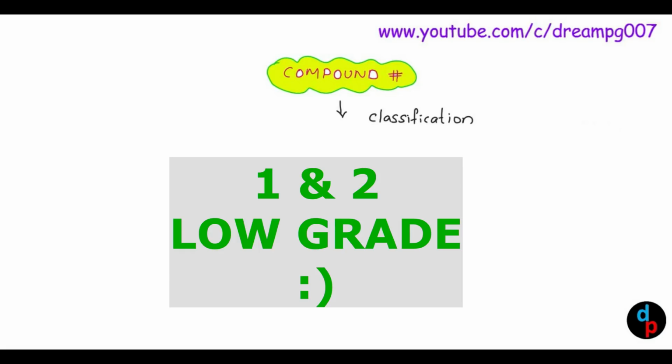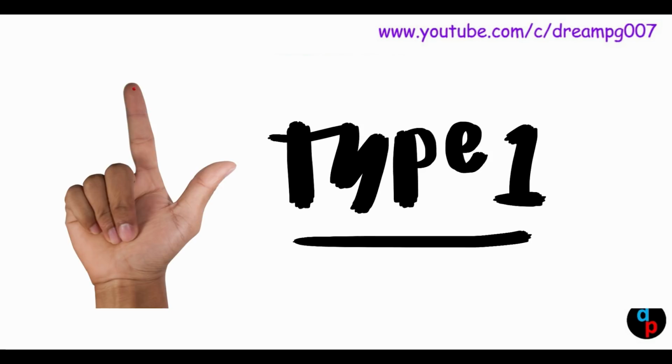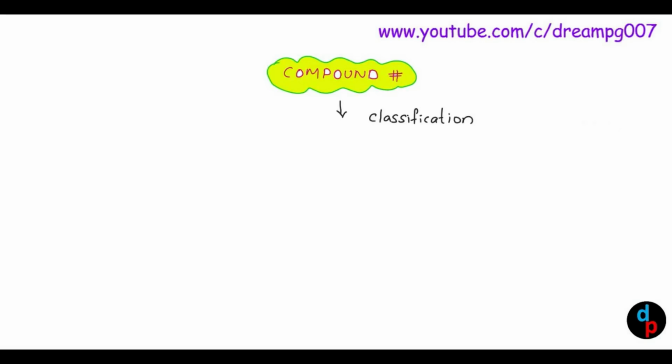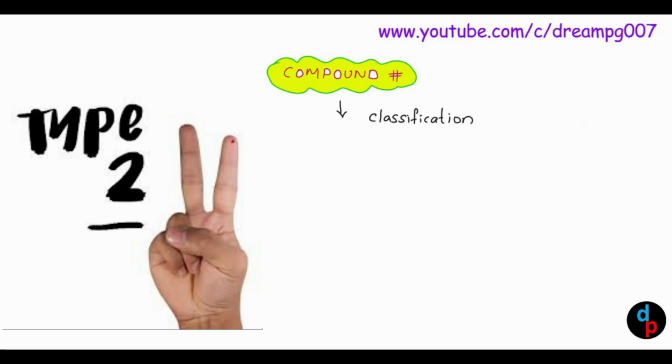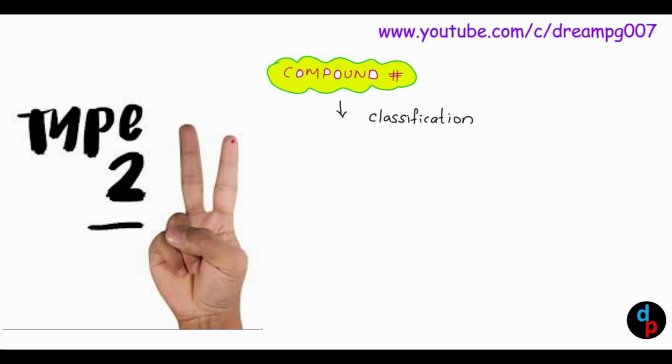Type 1 and 2 are low grade with minimal contamination, whereas type 3 is high grade with high contamination. In type 1 fracture, the wound is less than 1 cm and the contamination is very minimal. Whereas in type 2 fracture, the wound is between 1 to 10 cm and there will be moderate contamination.